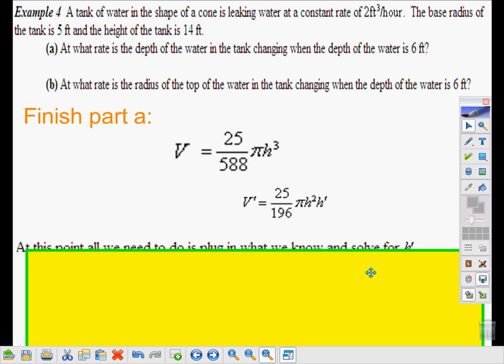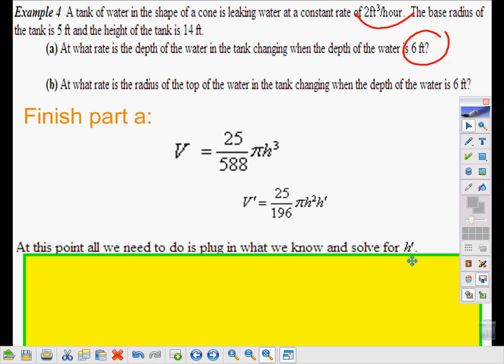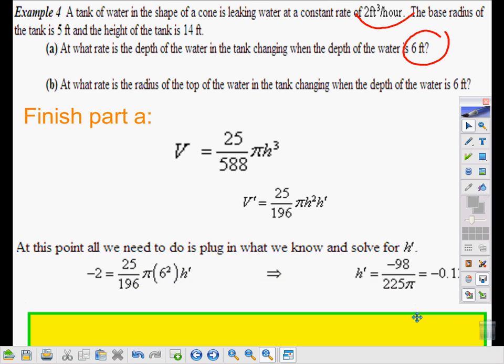Here's the derivative. Did you remember your h prime? Now your depth of the water is 6 feet. You plug in your 6. You plug in your 2. And I don't know if they use -2 or not. Oh, they did. They had the 2, but then they used -2. And then here's your final answer.